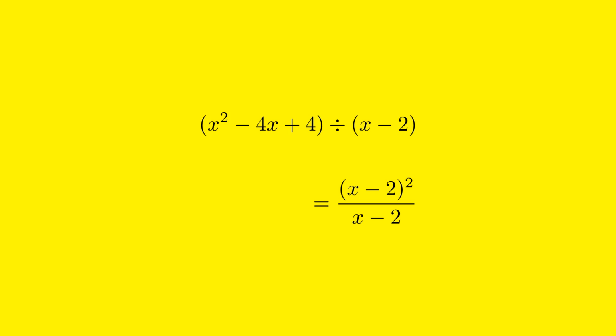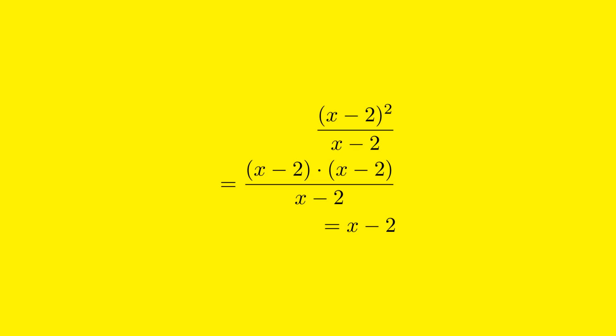The expression x squared minus 4x plus 4 is a perfect square trinomial, so it can be rewritten as the square of x minus 2. Therefore, the numerator x squared minus 4x plus 4 becomes (x minus 2) squared.